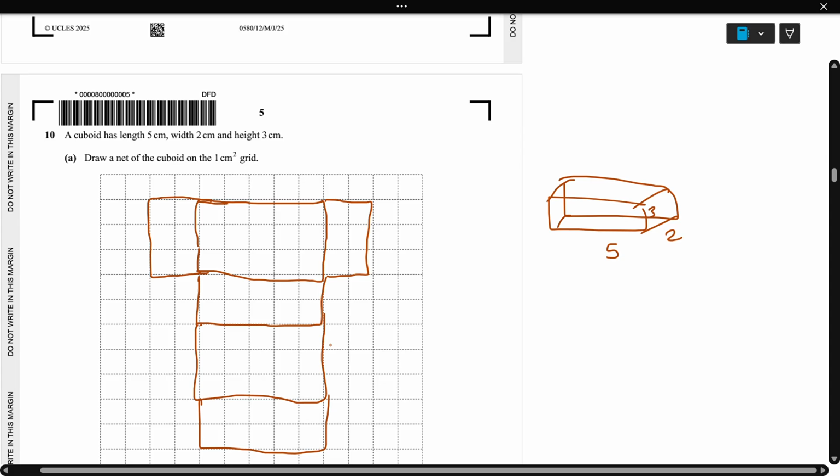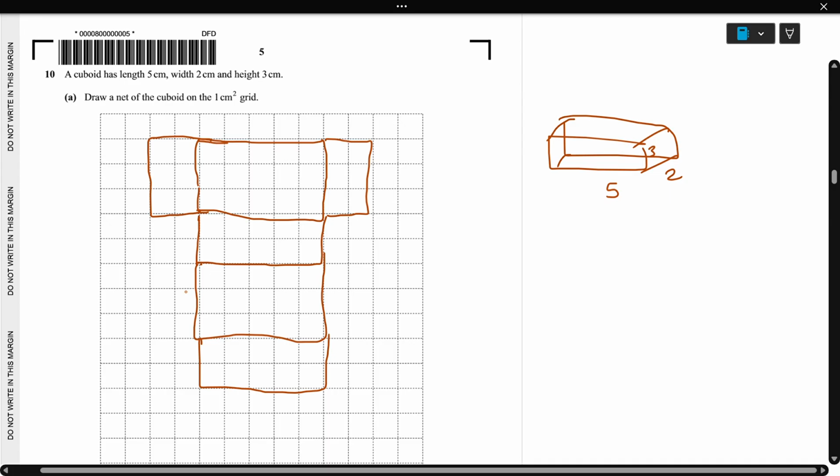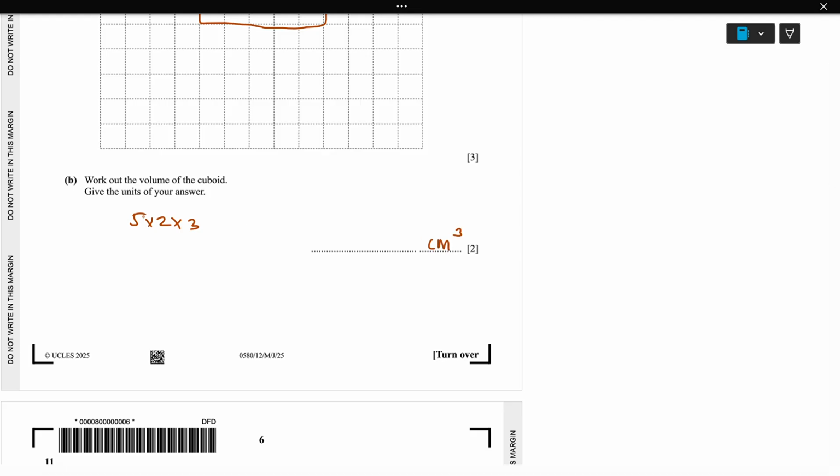Next, work out the volume of the cuboid. So volume is 5 times 2 times 3, because length times width times height. Each one, the unit is centimeter, so centimeter times centimeter times centimeter is going to be centimeter cubed. 5 times 2 is 10, 10 times 3 is 30 centimeters cubed. That is the answer here.